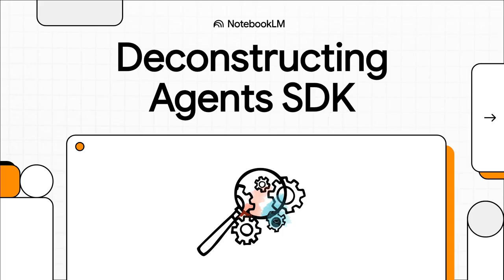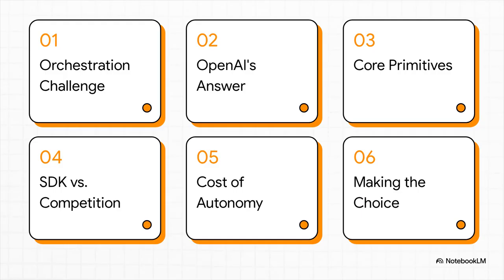Well, let's deconstruct it. All right, here's the game plan for this explainer. We're going to start with the big problem, the AI orchestration challenge. Then we'll dive into OpenAI's new solution and the 4 key building blocks that make it tick. After that, we'll put it head-to-head with the competition, talk about the real-world costs of running these things, and finally, we'll help you figure out if this is the right tool for your next project.